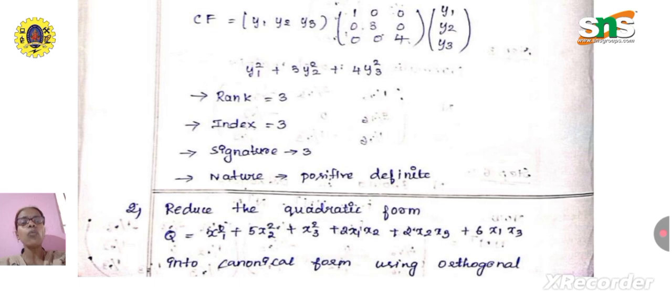And the nature: how are we going to find the nature of any canonical form? Just check all the eigenvalues. All the eigenvalues are positive. That means we can say it is positive definite.